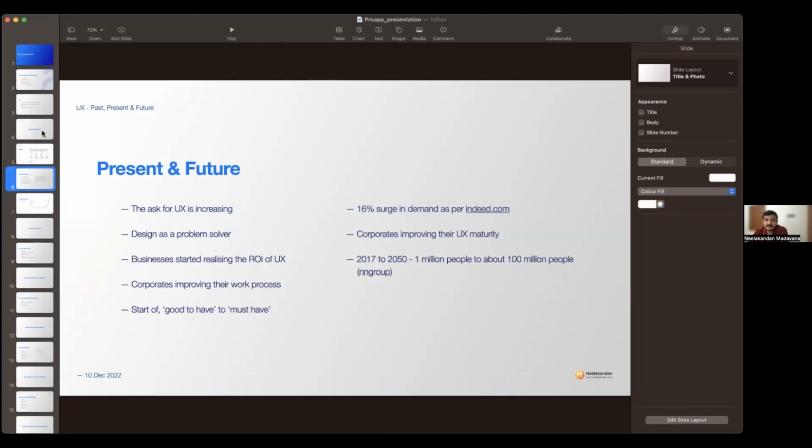When you look at the present and the future of user experience design, the present state is that the asks for UX designers, or asks for user experience, as I told you, this 7% is increasing day by day.